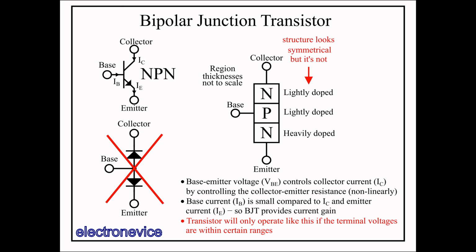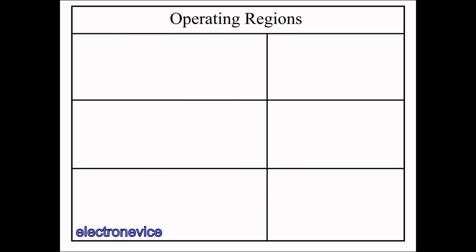The transistor will only work like this properly if the terminal voltages are within certain ranges relative to one another. The relative voltages between the base, collector, and emitter give rise to what we call the operating regions of the transistor. And to properly understand and use BJTs, we must first explore what the different operating regions of a BJT are. There are three main operating regions for a BJT.